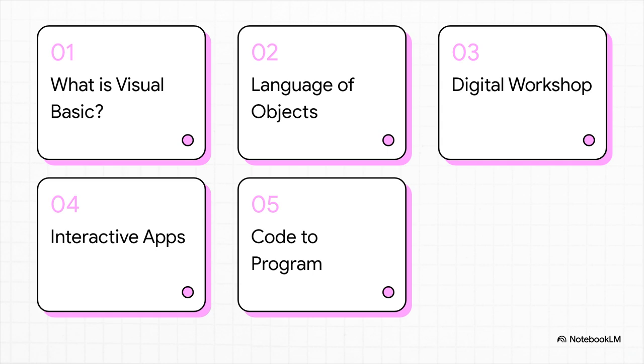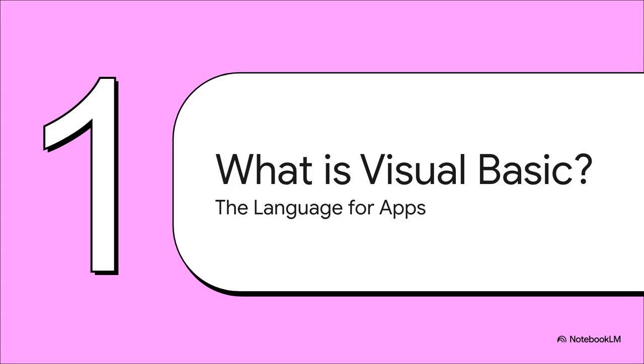First, we'll get a handle on what VB.NET really is. Then, we'll learn its special kind of grammar, which is all about something called objects. After that, we'll take a tour of the digital workshop where these apps get built, see how to make them interactive, and finally, watch how raw code transforms into a program you can actually run. All right, let's start at square one.